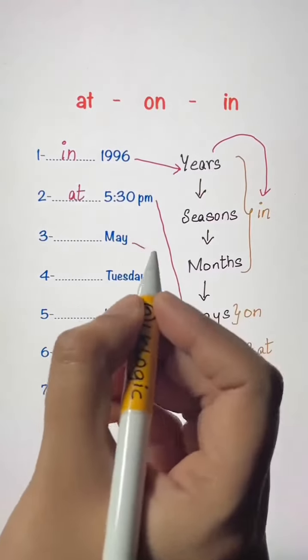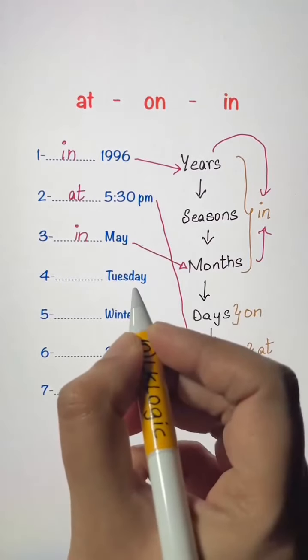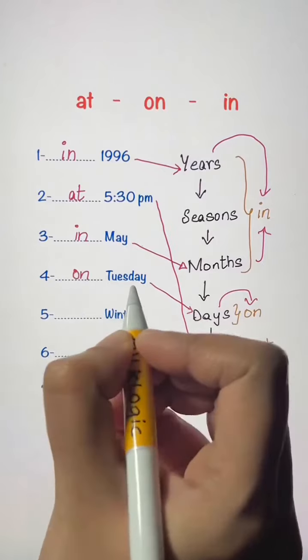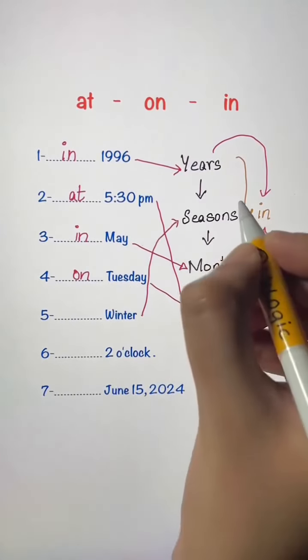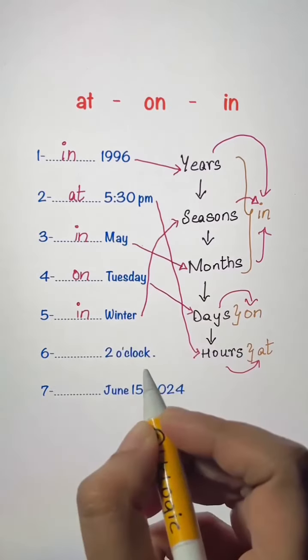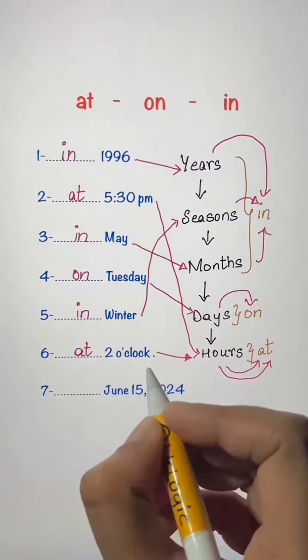May. It's a month. We use in May. Tuesday. Days. So we use on Tuesday. Winter. Season. For seasons, we use in winter. 2 o'clock. Hours, we use at 2 o'clock.